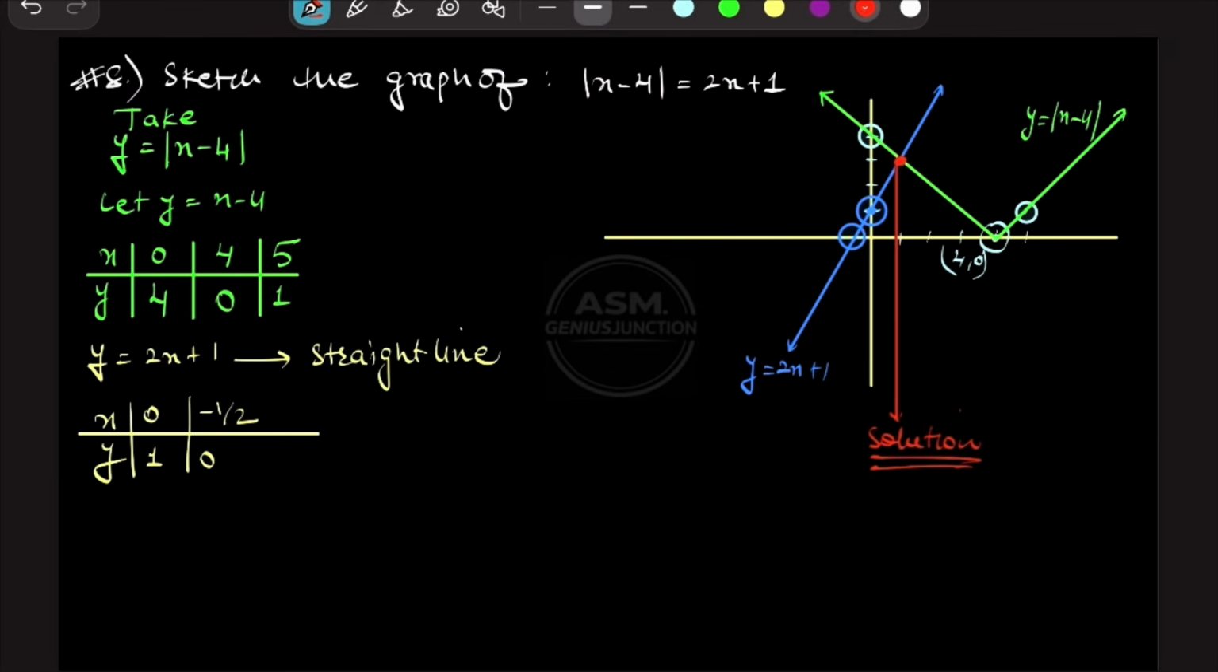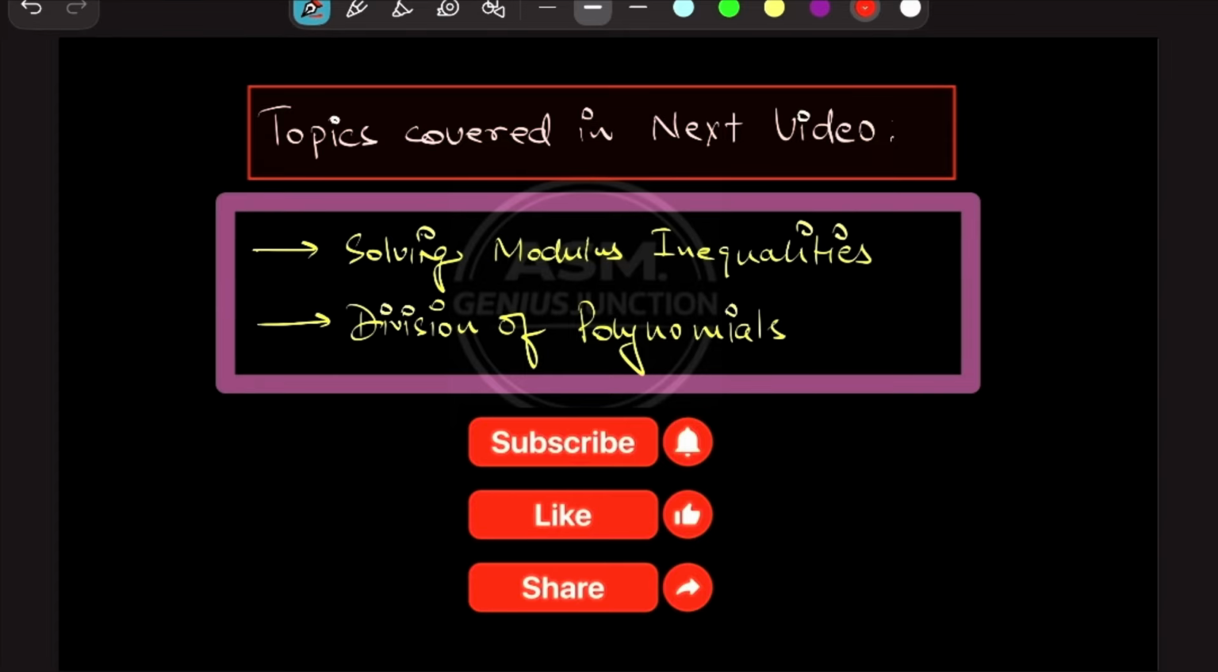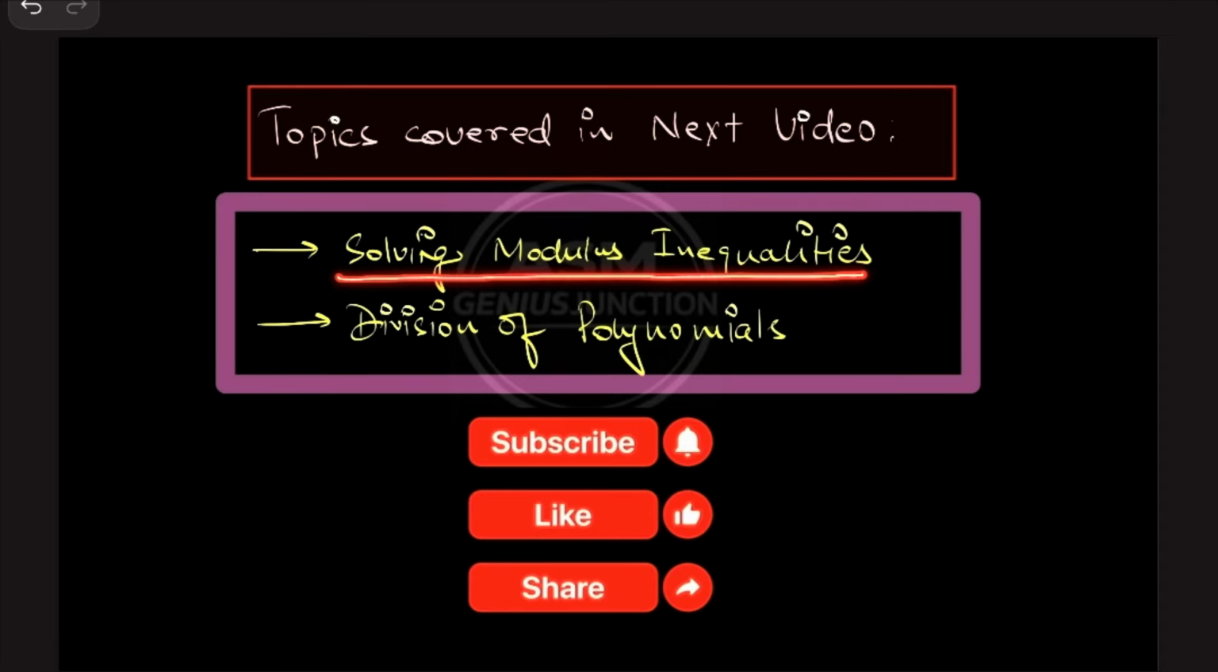I hope you understood how to plot the graph of modulus functions, right? In the next video of this particular topic, we will be covering the solving of modulus inequalities and division of the polynomial.